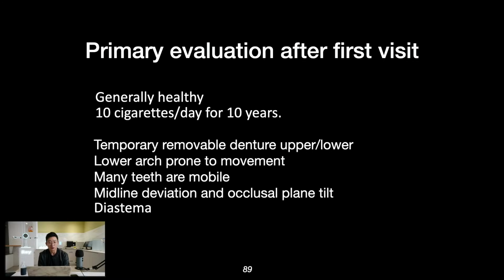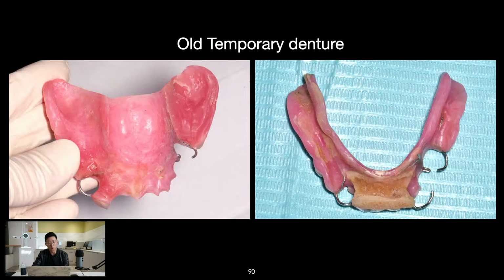After the primary evaluation at the first visit, she is generally healthy, only smoking 10 cigarettes a day for 10 years. She used a temporary removable denture, both upper and lower. Her lower arch is prone to movement, and many teeth are mobile. Her midline is deviated and the occlusal plane is tilted. Also, she has a diastema. Here is her old temporary denture. You can see it's damaged in many places.